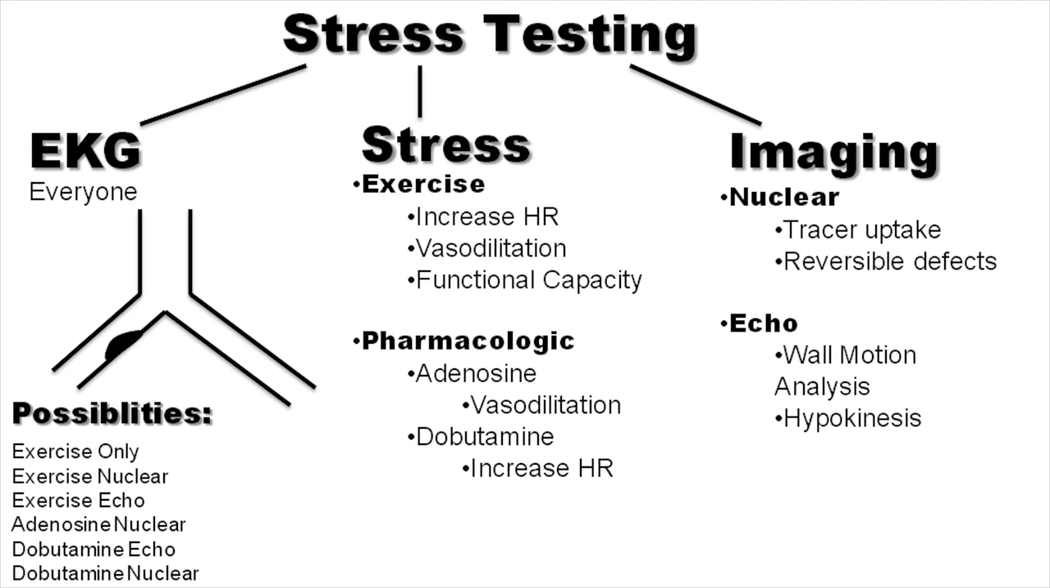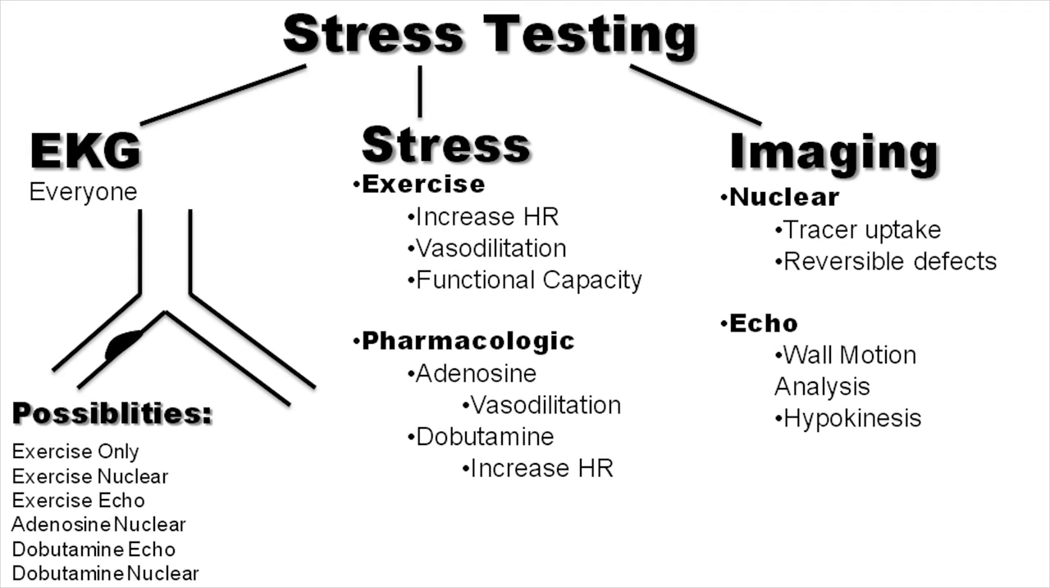So imaging comes in two basic forms. The most common form is nuclear imaging. Basically, we inject you with a nuclear tracer that your heart views as oxygen. Your heart pulls this up, it thinks it's oxygen, and the heart muscles light up.